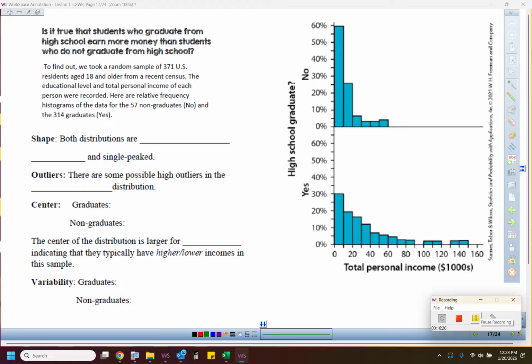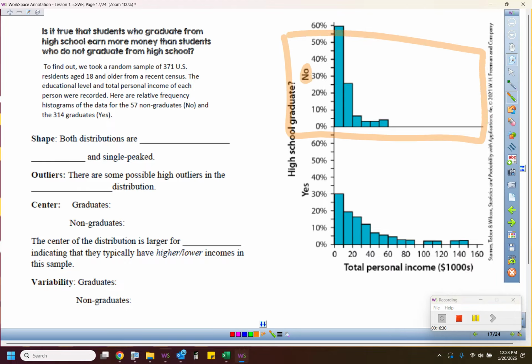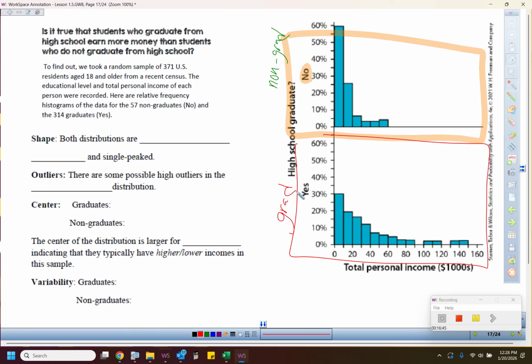Let's describe the shape. Here on top, do you see how they have the word no? What do you think that means? They graduated or did not graduate? So I'm going to put like a non-grad on this because that's how we're going to answer these. That's the non-grads up there. And then down here, it says yes, so I'm going to call them a grad. Because to me, yes or no is really weird, right? I'm going to call them a graduate or a non-graduate. Is that kind of cool with you? To make it a little easier to understand.